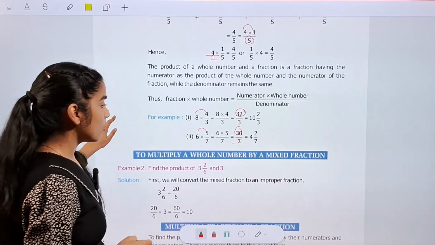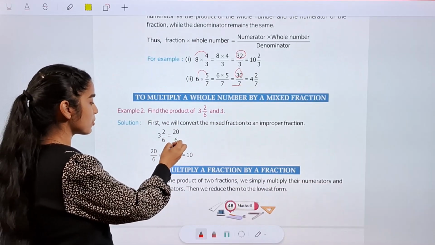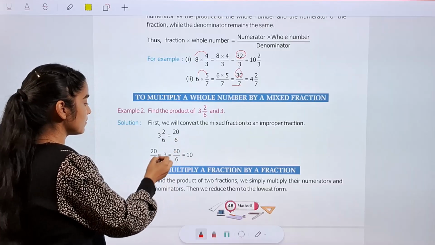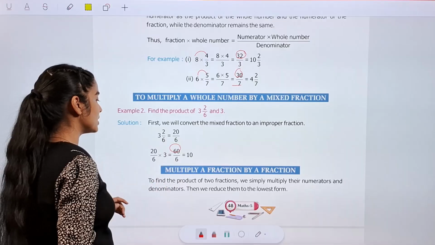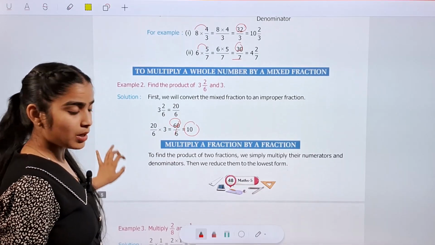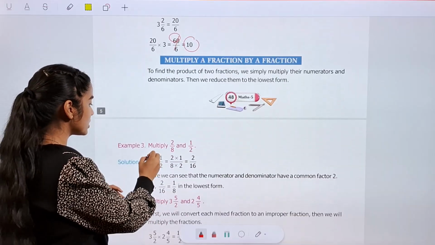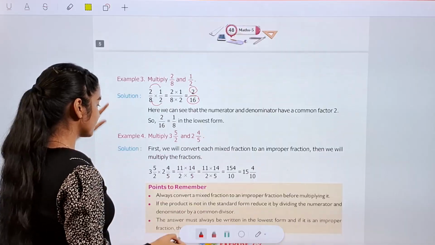To multiply a whole number by a mixed fraction, first we have to convert this mixed fraction into an improper fraction. After this, 20 multiplied by 3 is 60, and your denominator will remain same. When you simplify it, you will get 10. Multiply a fraction by a fraction. So 2 1s are 2, 8 2s are 16.